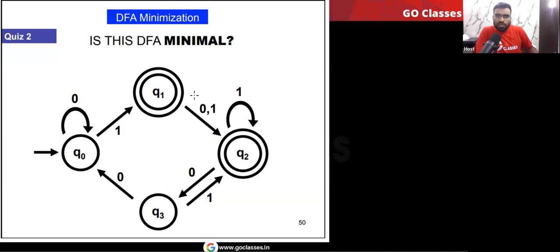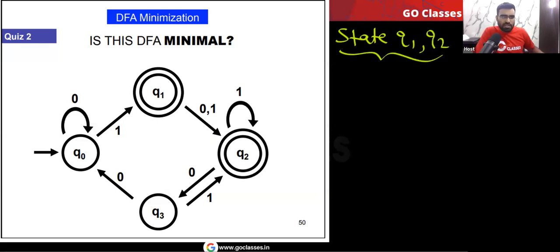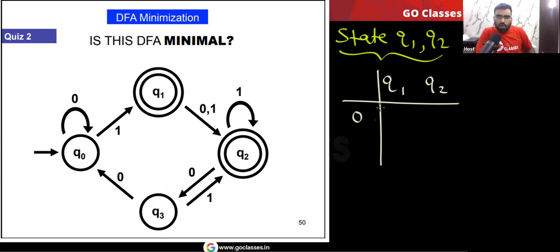Okay, now you tell me. What about states Q1, Q2? Are they equivalent or are they not equivalent? They are not equivalent, because you can see which string will distinguish them? So you can easily see string 0. On string 0, state Q1 goes to final and state Q2 goes to non-final. So I can say they are not equivalent.